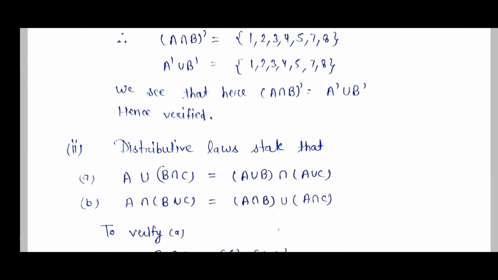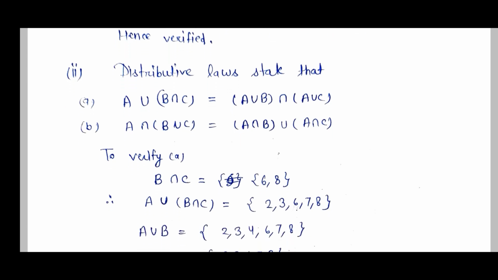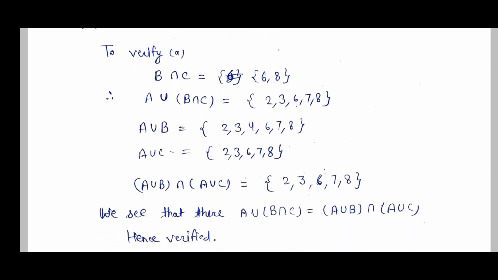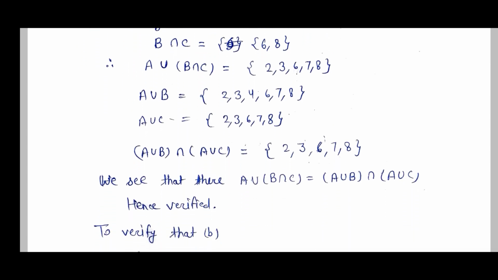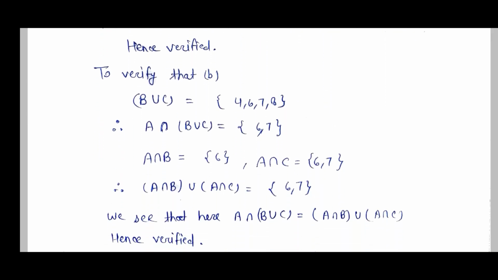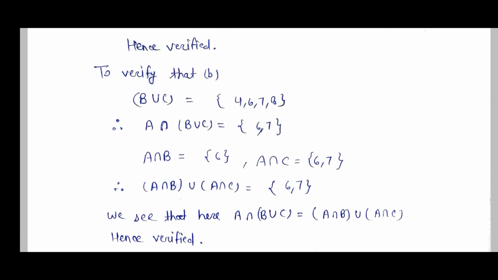Now the distributive law: the rule of the distributive law is A union (B intersect C), and this can also be found easily after finding B intersect C and the other parts. B intersect C is 6 8. After finding the values you can verify easily. You can see here all the process of how I verified both points. So hence verified. Now it is completed.